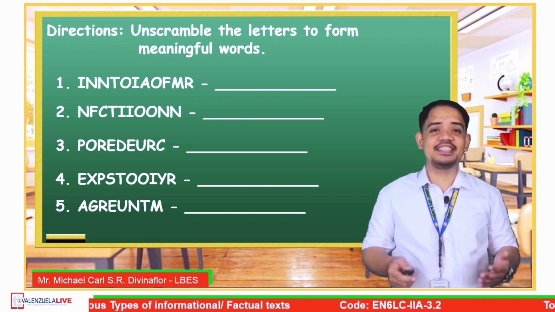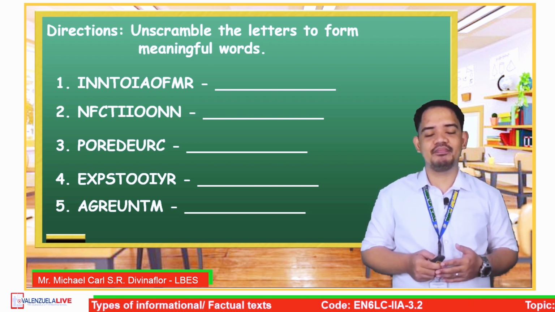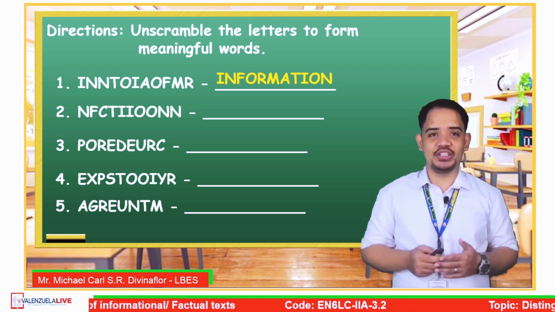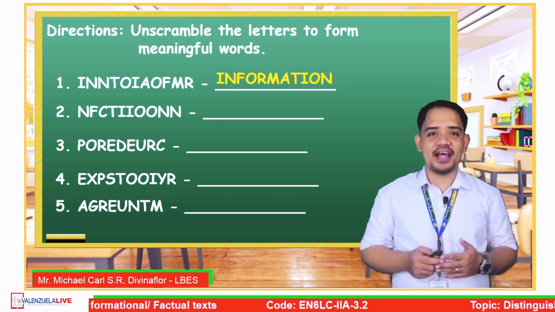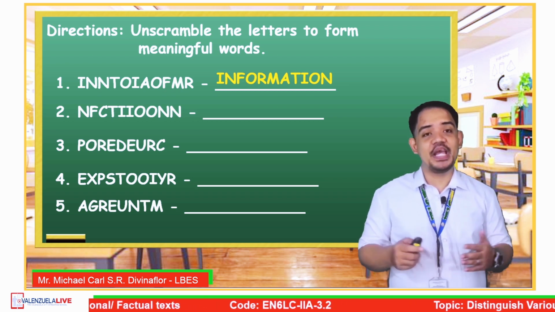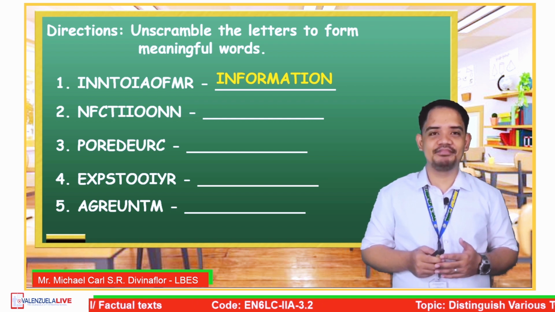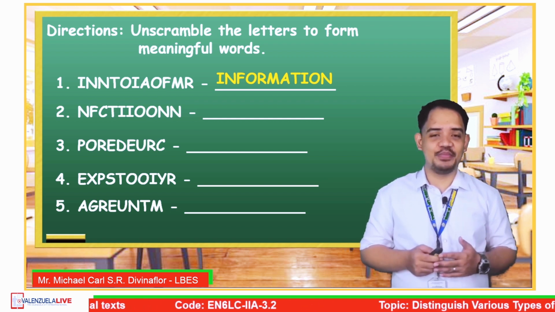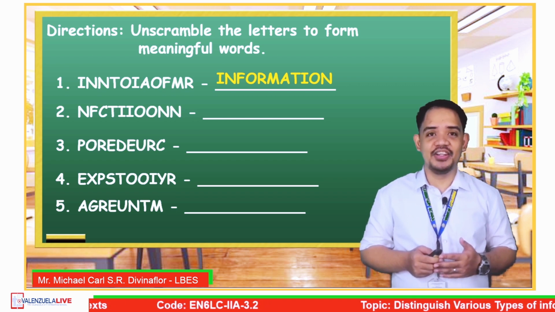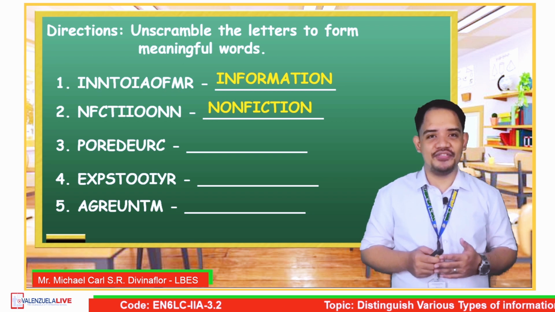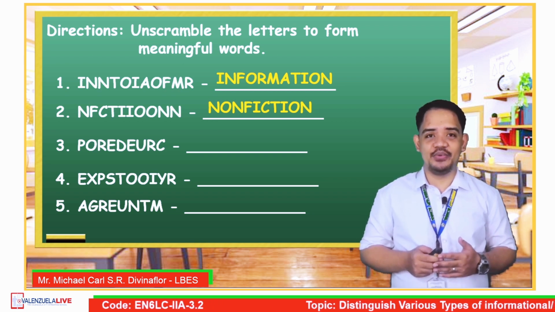Correct. Let us have the number 1. The answer for number 1 is information, which means facts or data. Very good. How about number 2? What's your answer? The answer for number 2 is non-fiction, a type of writing that is based on facts, real events, and real people. Very good.